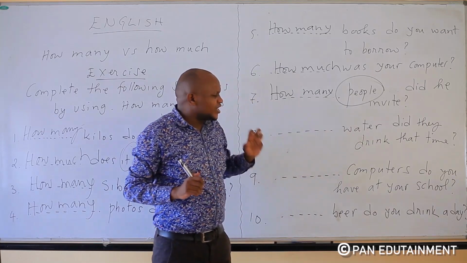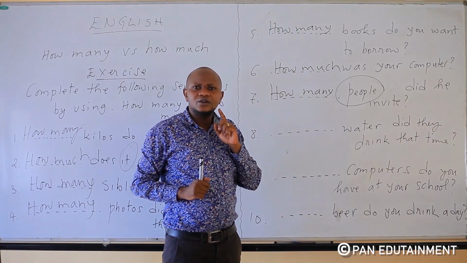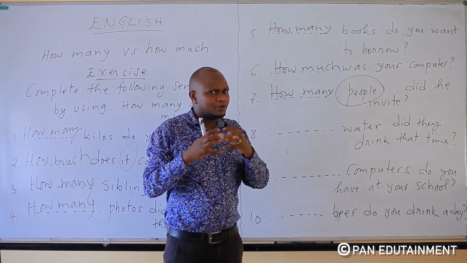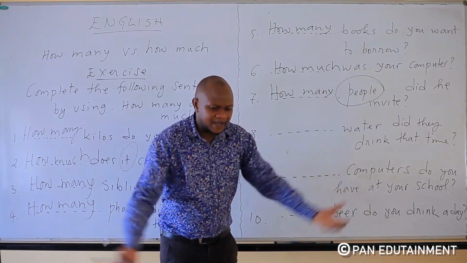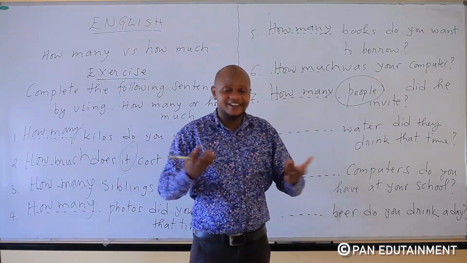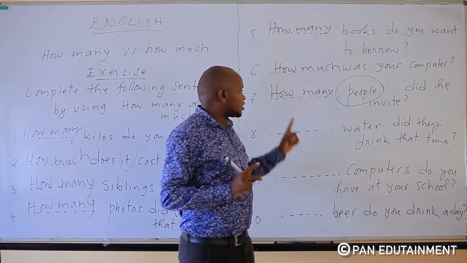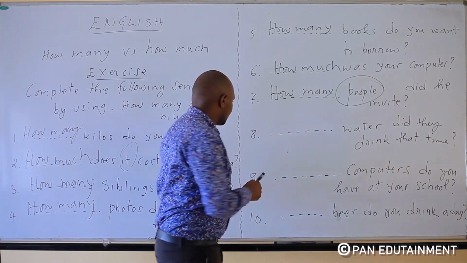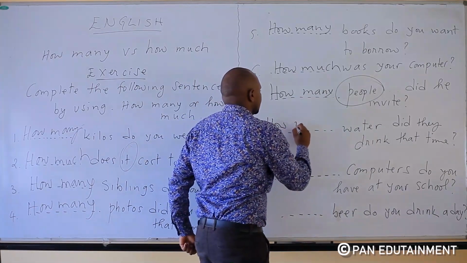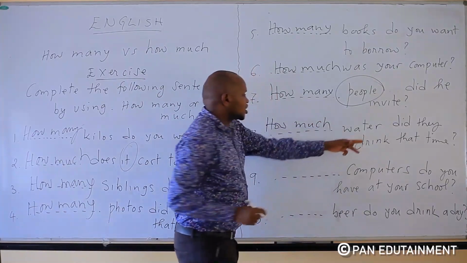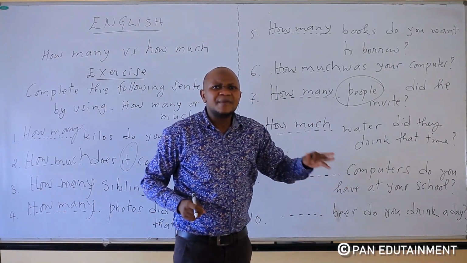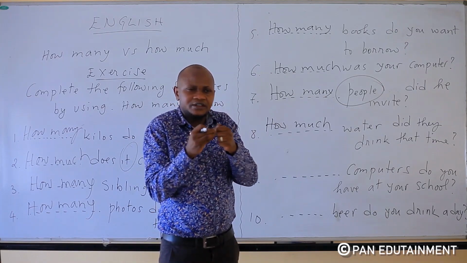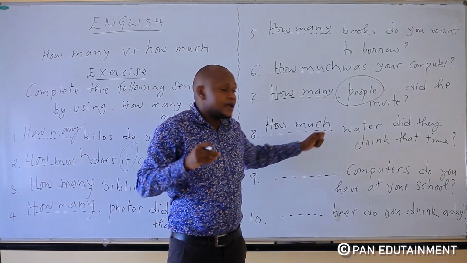Number eight, how much water did they drink that time? Water. Can we count water? You can't count water. You can't say two waters, three waters. Never. That's why here we are going to put how much. Good. How much water did they drink that time? Because you can't count water, you put how much here.